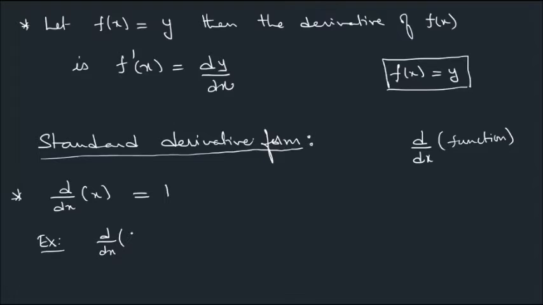Of some 6x is nothing but 6 d by dx of x, which is 6. d by dx of x is 1. Next, d by dx of x to the power of n is equal to n into x to the power of n minus 1.